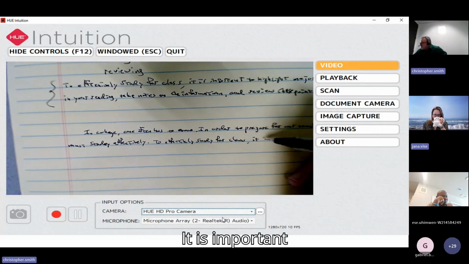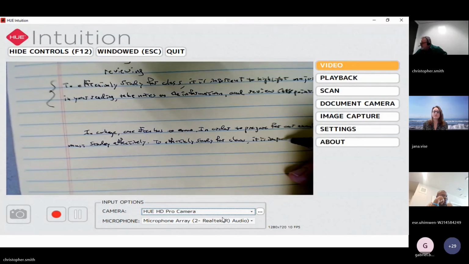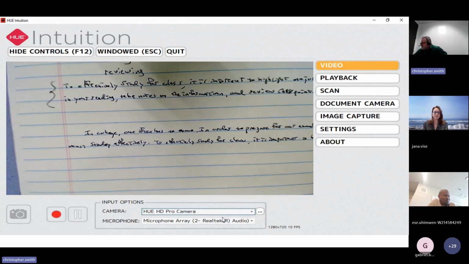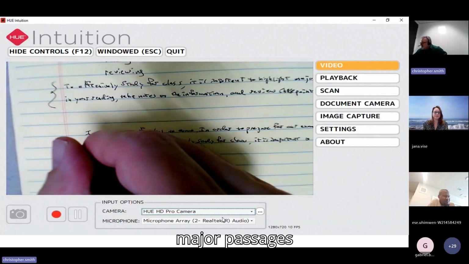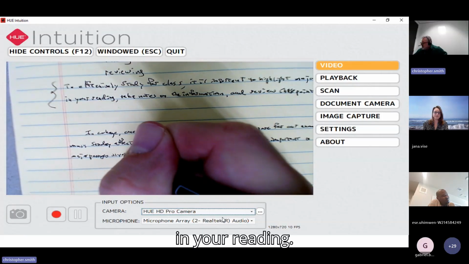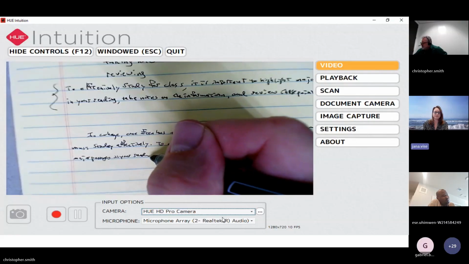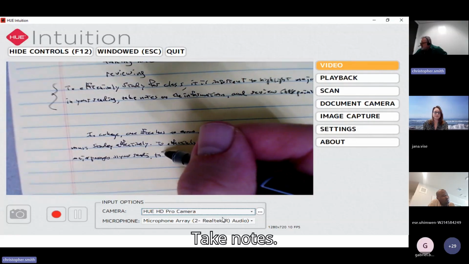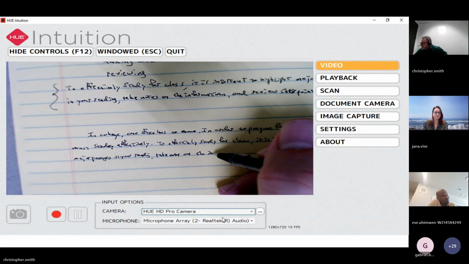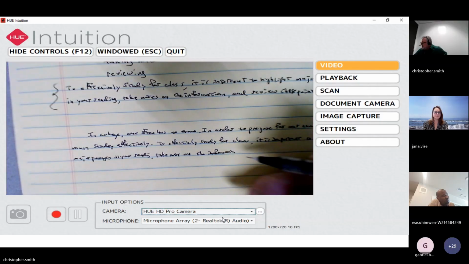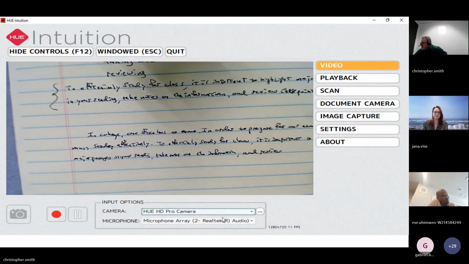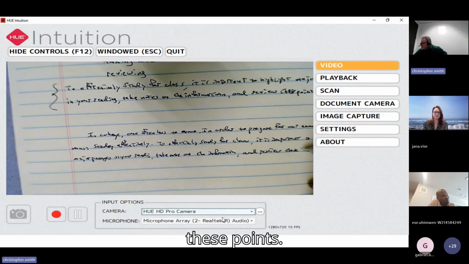it is important to highlight major passages in your reading. Take notes on the information and review these points.